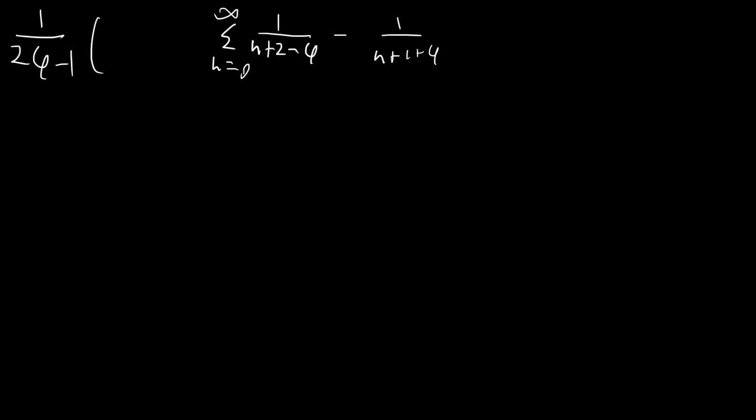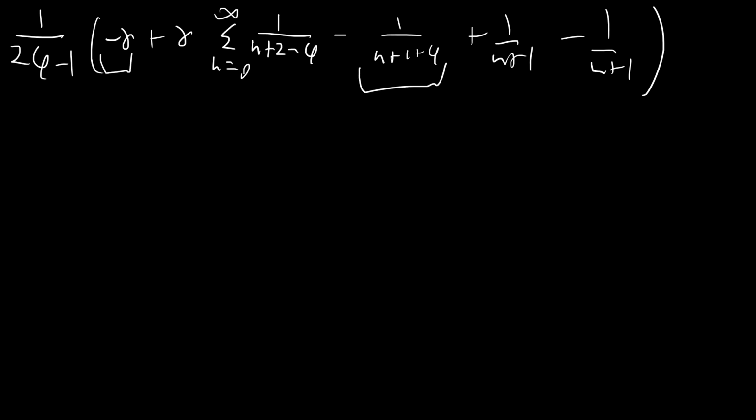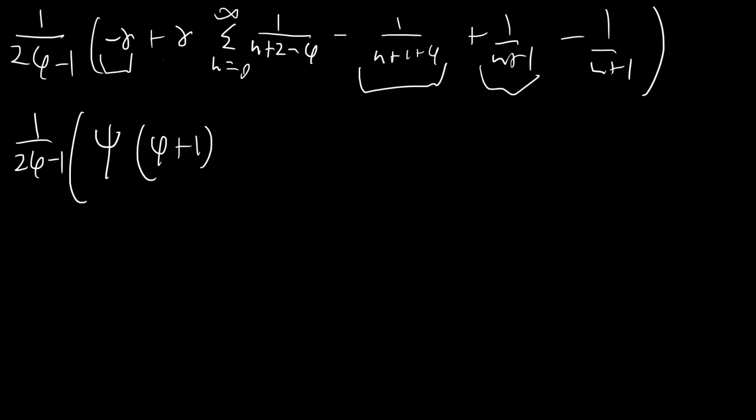Next, on the inside, I'll add 1 over n plus 1 and subtract 1 over n plus 1. And then out here, I'll subtract gamma and add gamma. If we go ahead and combine negative gamma with negative 1 over n plus 1 plus phi with this, we'll end up with 1 over 2 phi minus 1 times digamma of 1 plus phi. And if we take this positive gamma, this positive 1 over n plus 2 minus phi, and this negative 1 over n plus 1, we will end up with negative digamma of 2 minus phi.